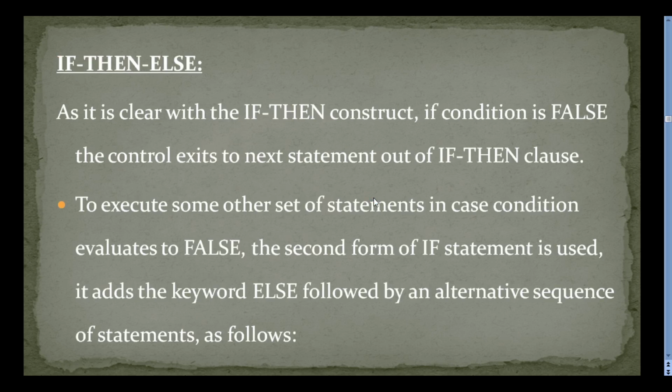Coming to if then else. If then else is a two-way branching statement. First of all, if the condition is true, then the true block statements are executed. If the condition is false, the else block statements are executed. In simple if, there is only one way branching, but this is two-way branching.